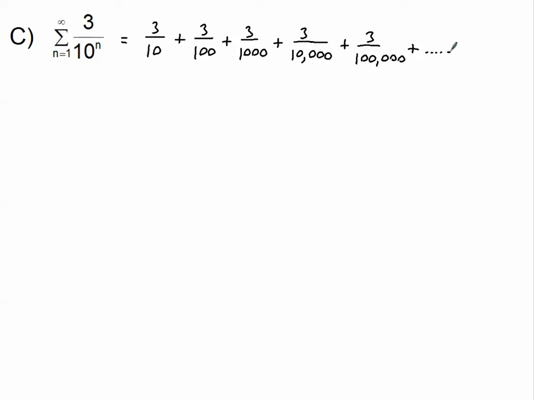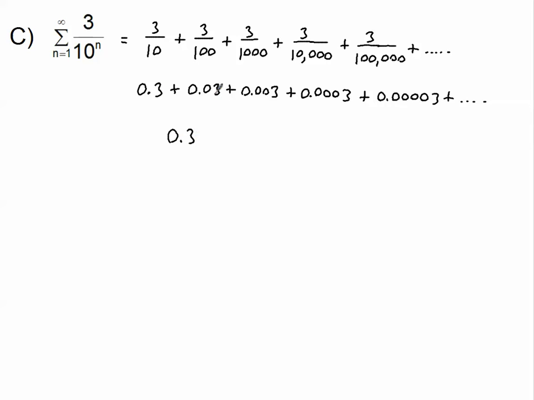And of course, if this is going to go on forever, well, that's going to be impossible for us to actually write all infinite terms. But let's see what these are. I know what 3/10 looks like. That's 0.3, maybe as a decimal. 3 100ths is 0.03. 3 1,000ths is 0.003. 3 10,000ths is 0.0003, and so on and so forth. I'll do one more, 0.00003.